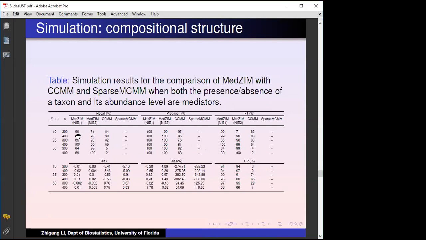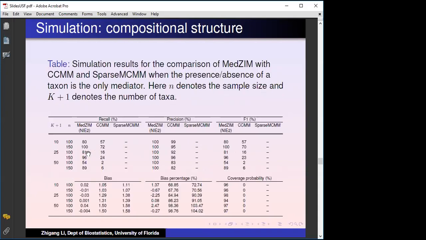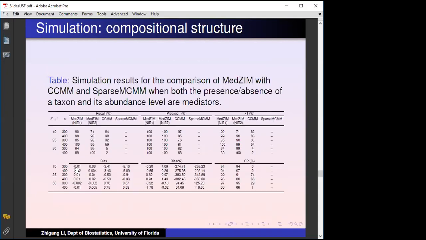So under this setup, this is the summation result. Now we have NIE1 and NIE2. NIE1 is the mediation effect through the continuous change. NIE2 is the mediation effect through the binary change. As you can see, a similar pattern as the previous comparison. The MedZIM has better performance.